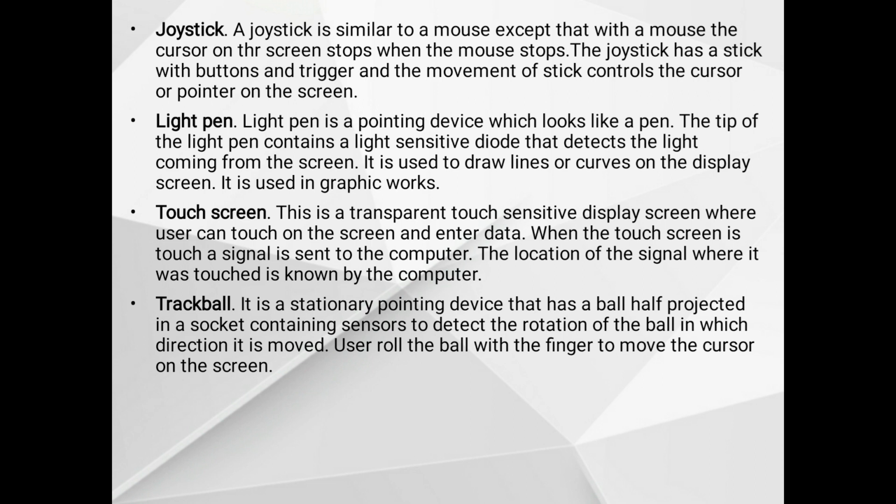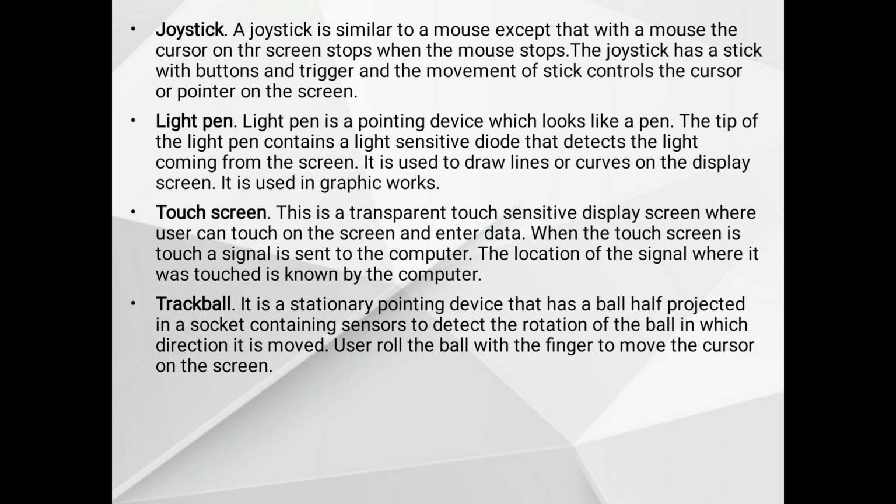Now next is your light pen. So light pen is a pointing device. It looks like a pen. On the tip of the light pen, it contains a light sensitive diode. So a light sensor diode is implanted on that. It detects the light coming from the screen. And through that light pen, we can draw lines or curves on the screen. So it is mostly used for graphics work.